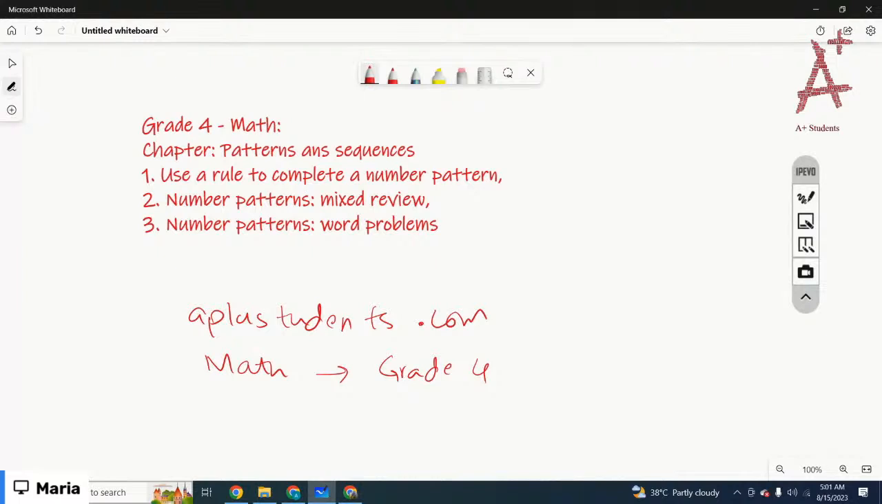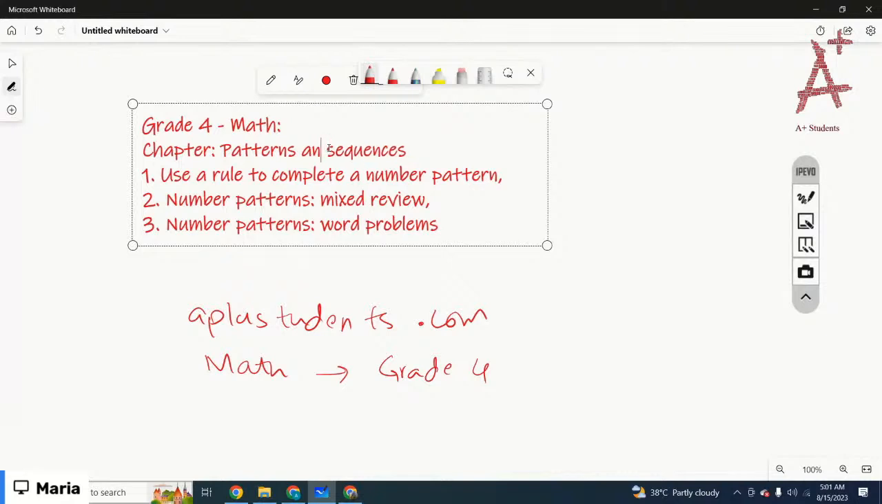We're going to start with the chapter patterns and sequences. The lessons we're going to cover from the chapter are use a rule to complete a number pattern, number patterns mixed review, and number patterns word problems. So let's just start with the first lesson.